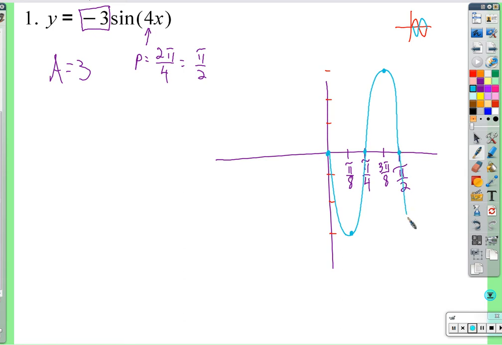If I go a full period again, which I will likely ask you to do on a test or a quiz to show two periods, where will that put that end of it? Pi. Pi over 2 and another pi over 2. Good. Any questions about that? Onward we go.